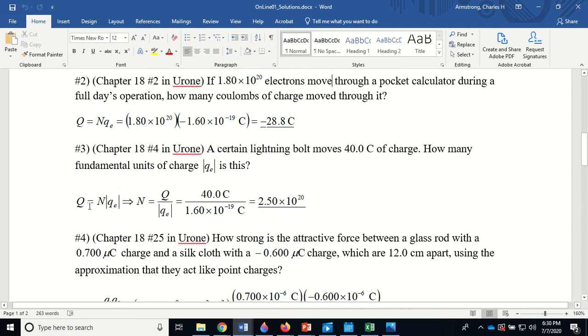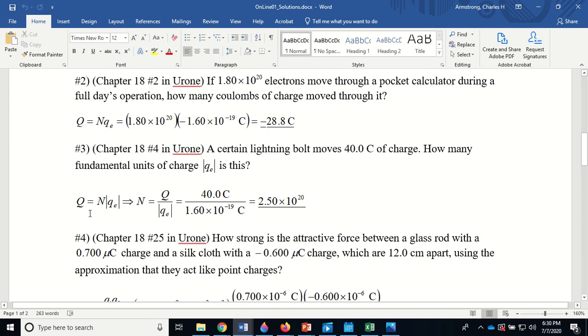Okay, so again, we want to find out the number. We've got the amount of charge. It's opposite of the last one. We've got the total amount of charge. We want to know how many electrons or protons, whatever, 1.6 times 10 to the minus 19. How many of these do we have? Absolute values. We're just looking for a number.